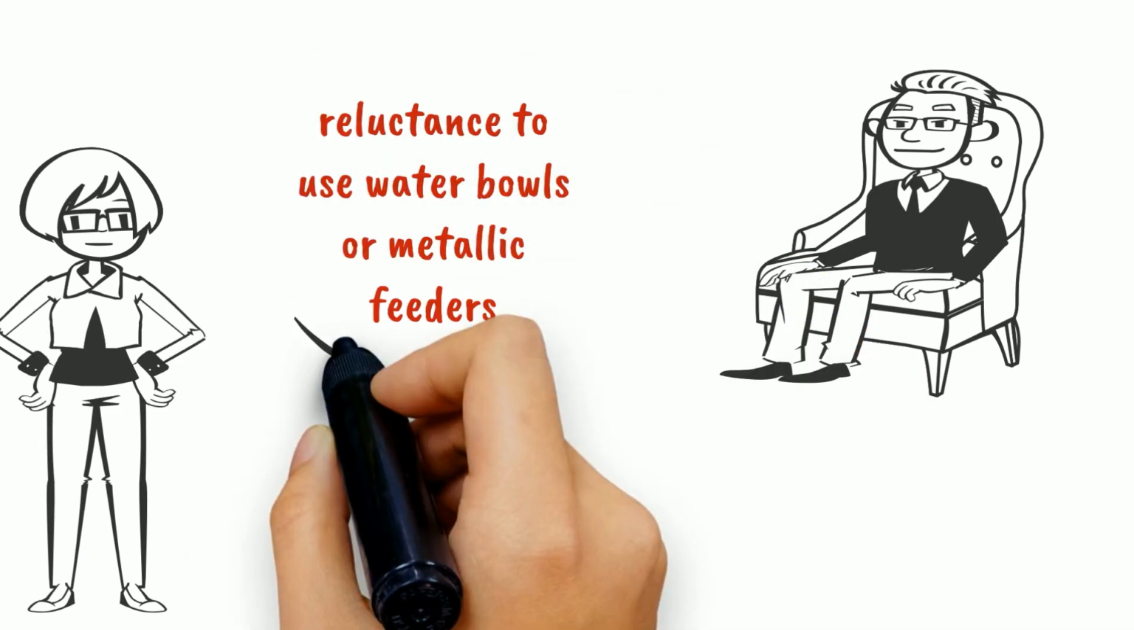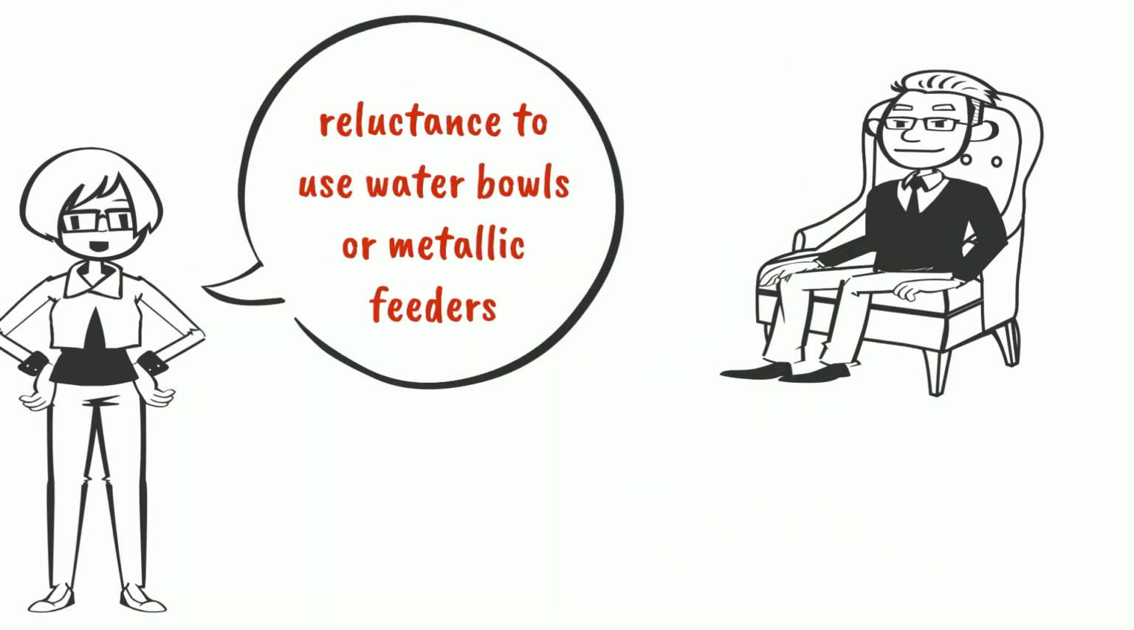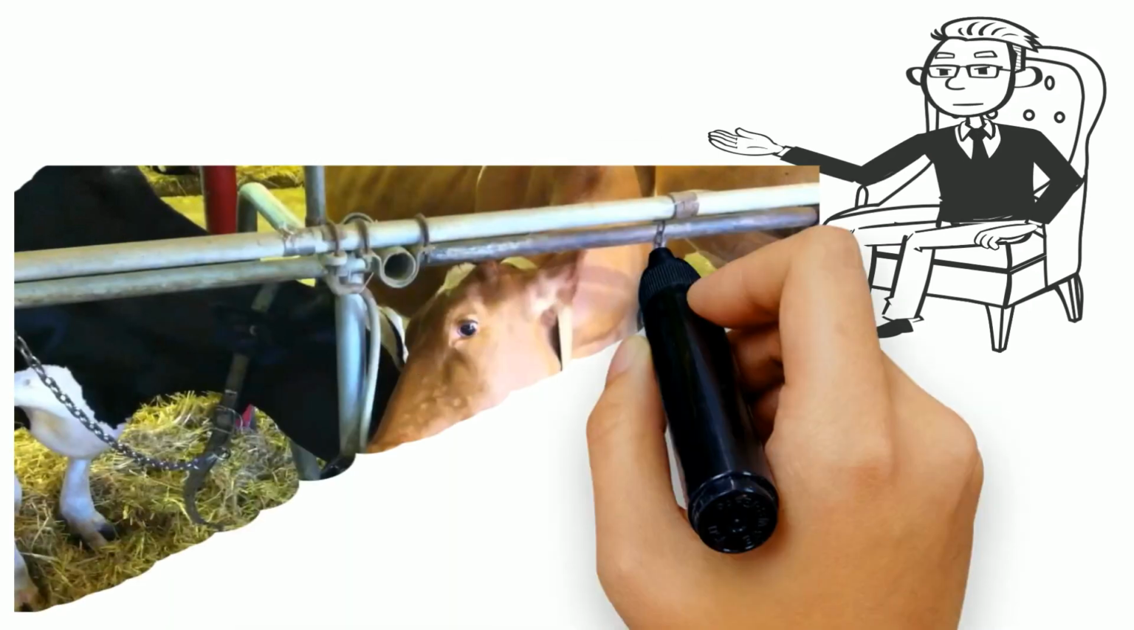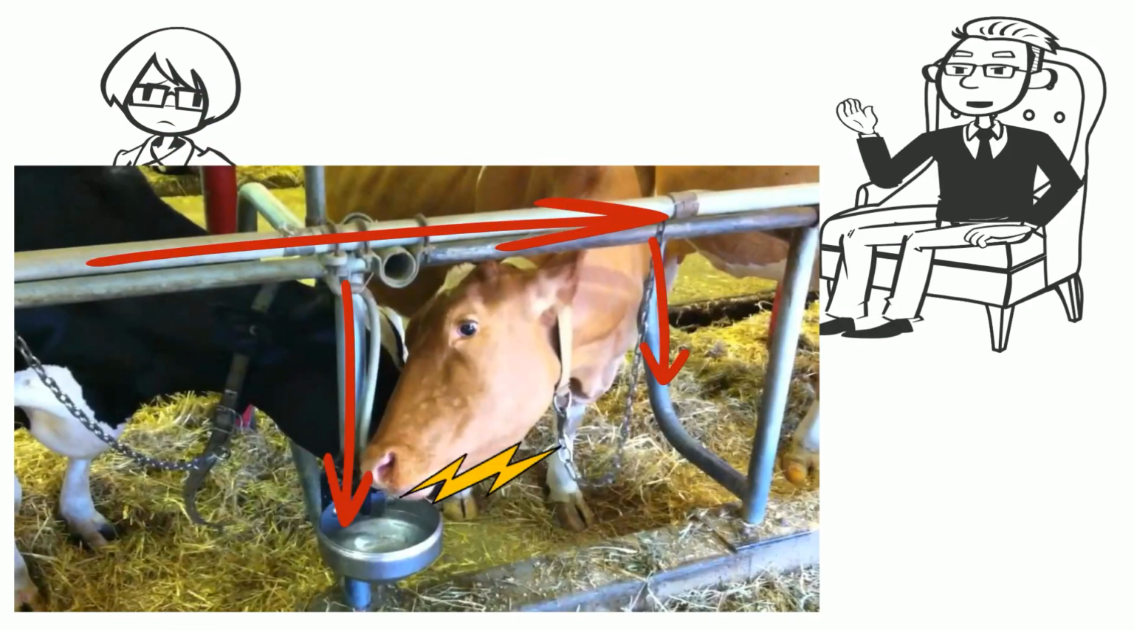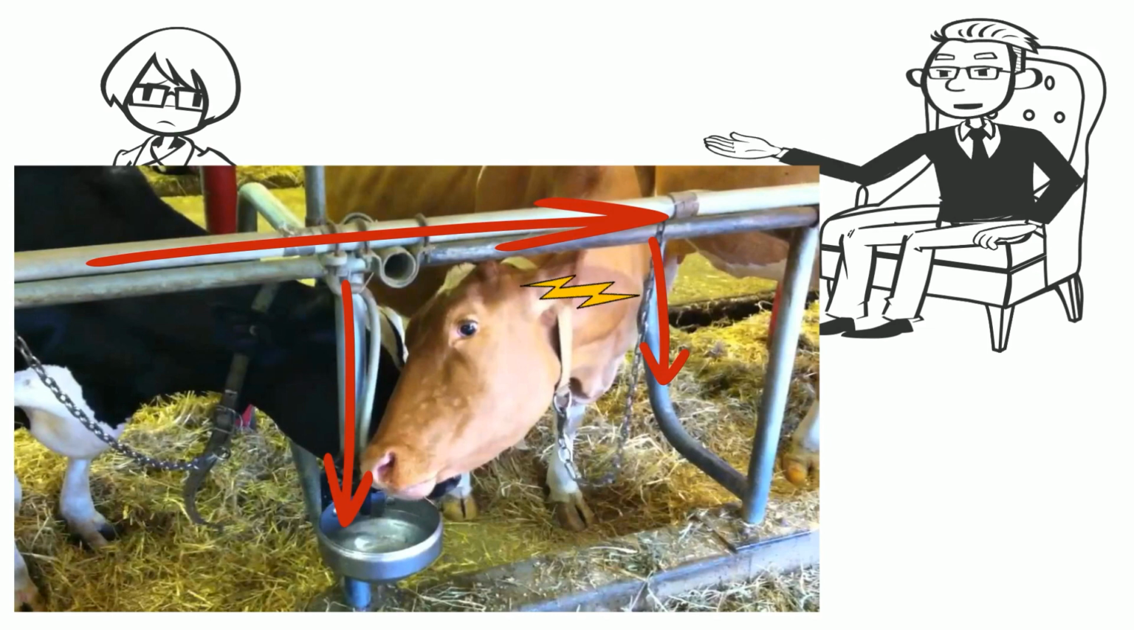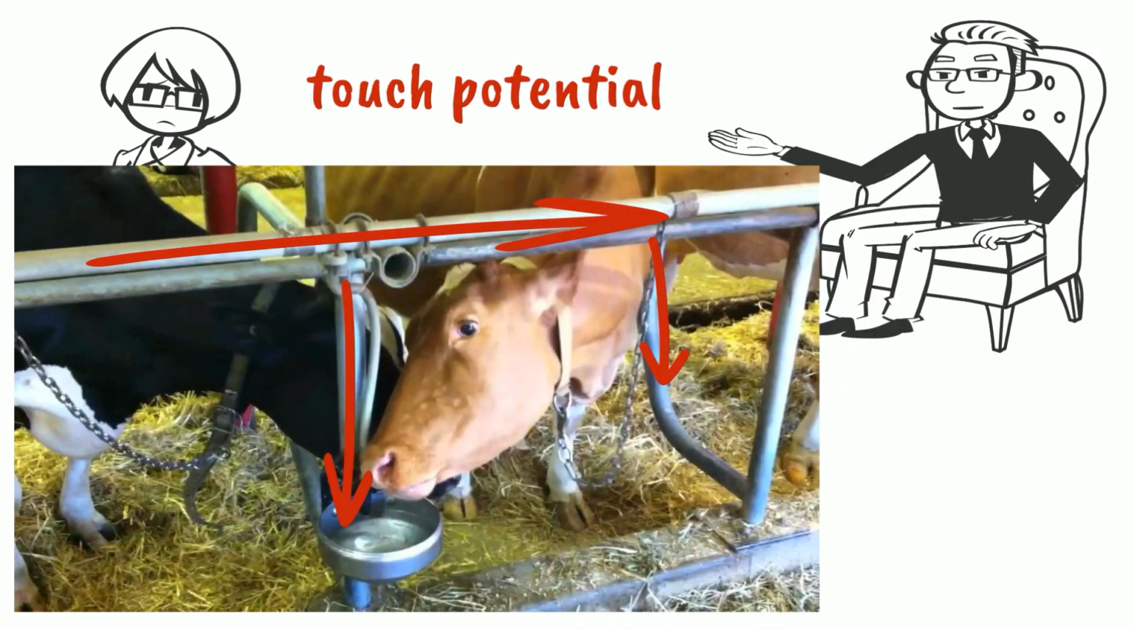You also mention reluctance to use water bowls or metallic feeders. As you know, metal is highly conductive. Electrons can flow between the metal and the cow, and she will receive a shock, and that shock can be quite painful.